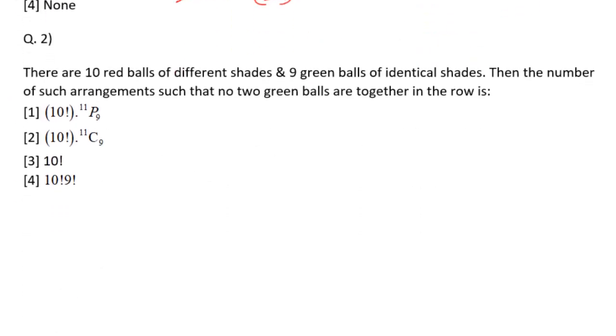Here it says that there are 10 red balls and all are different, and 9 green balls, and the green balls are identical. Then the number of such arrangements is such that no 2 green balls are together in a row. So if the red balls are say R1, R2, R3, so and so forth till say R10, then we can say that if they are arranged in this particular order, then the gaps will be used to put the green balls, because if we want to ensure that no 2 green balls are together, then there should be at least one red ball between any 2 green balls.